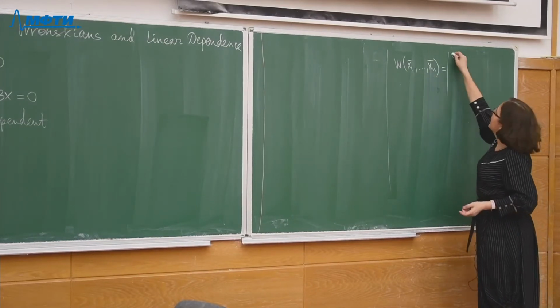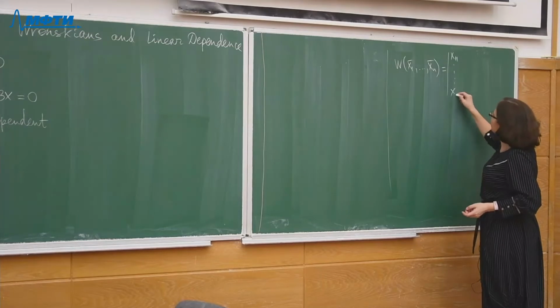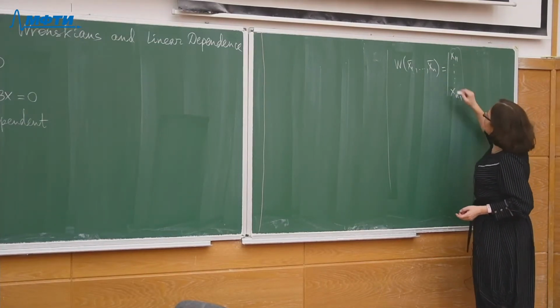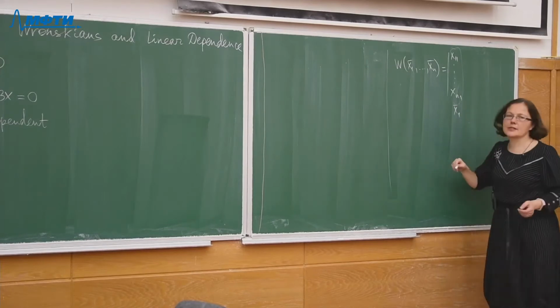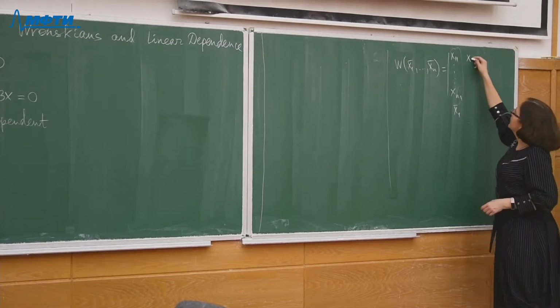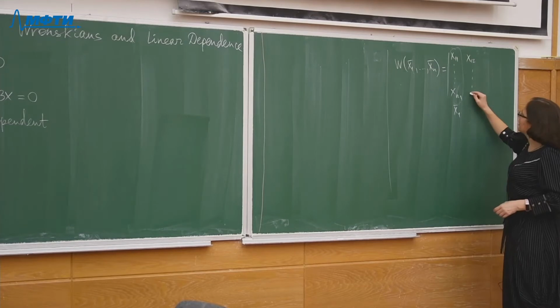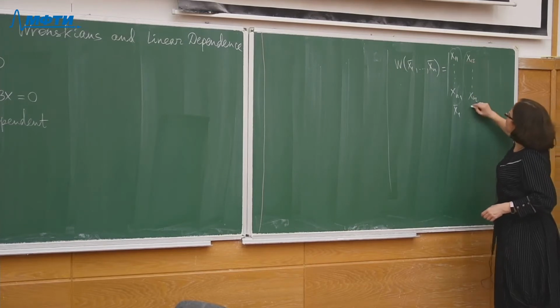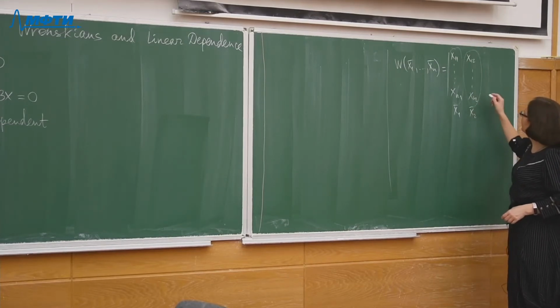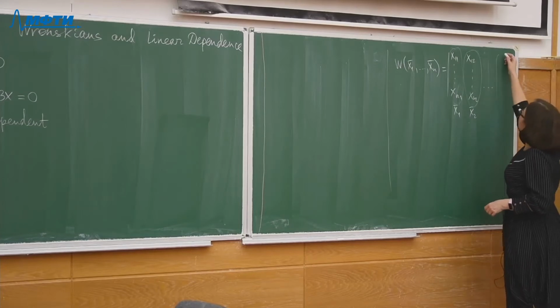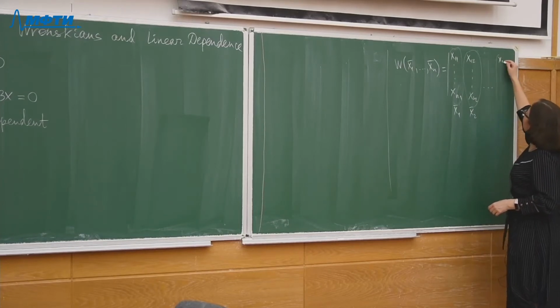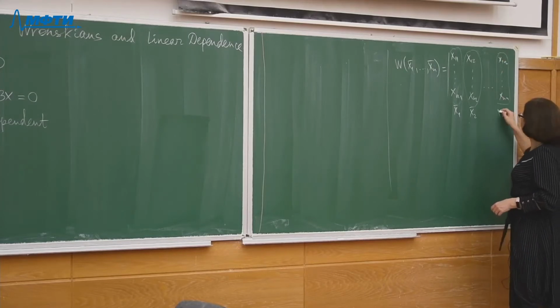Right? x11 down to xn1 is the vector function x1. x12 dot dot dot xn2 is the function x2. And the last function is x1n, dot dot dot, xnn. This is the function xn.